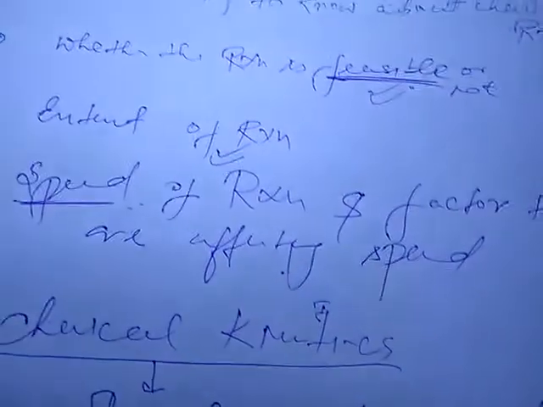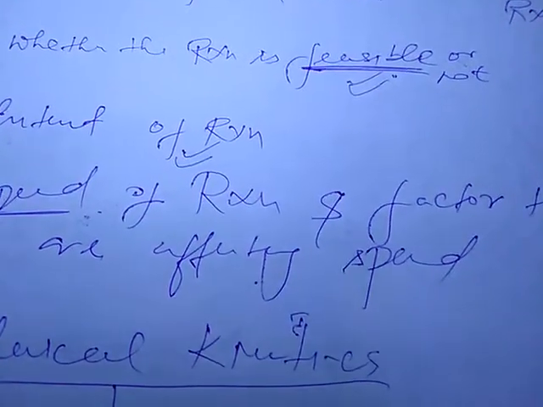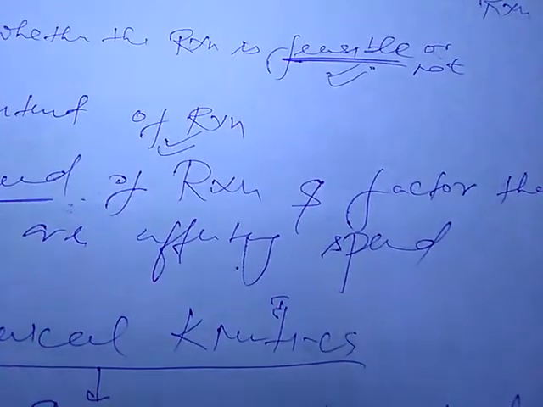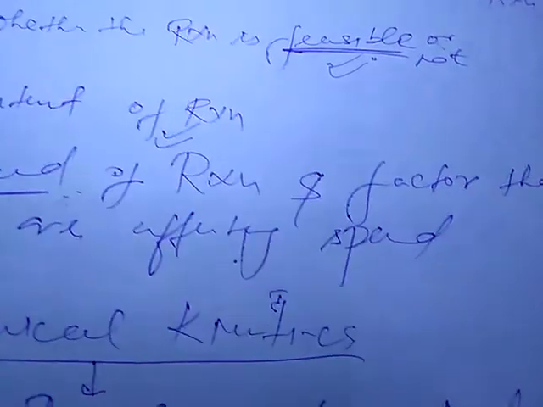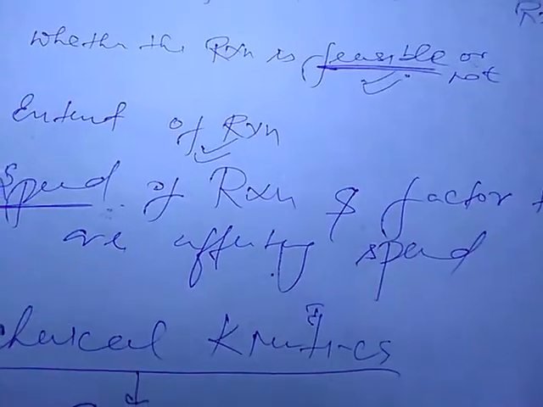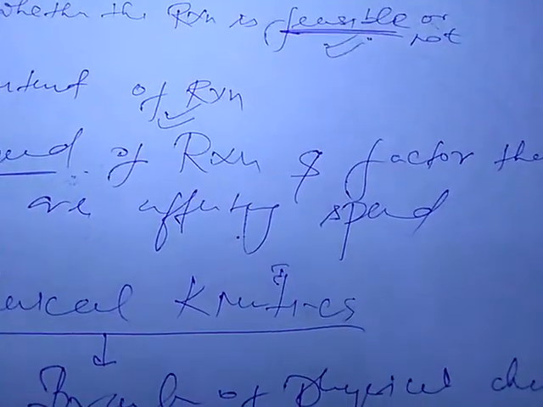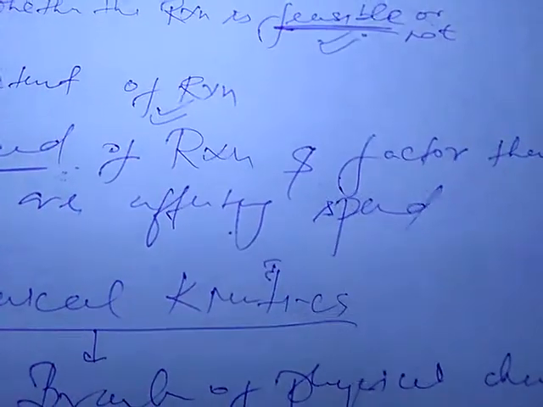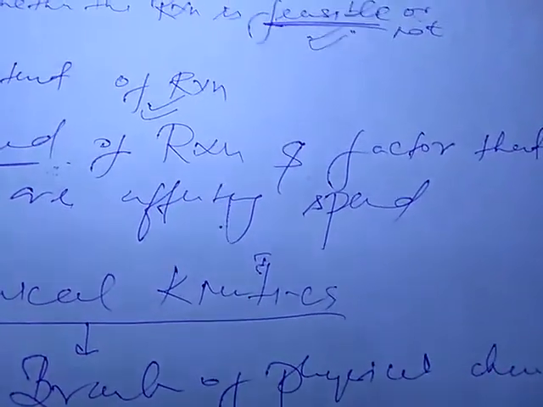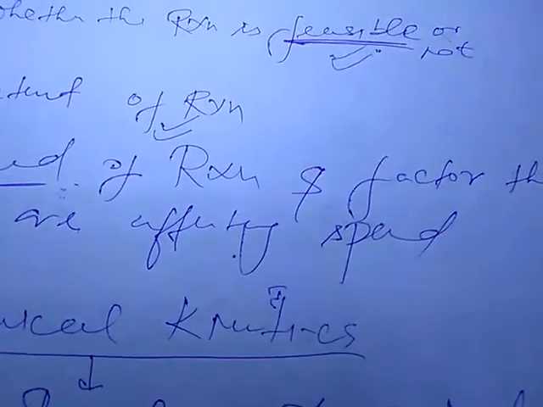Whether a chemical reaction is feasible or not is studied in the branch of chemistry called thermodynamics, where we study whether the reaction is practically possible or not. But the possibility is also related with the speed. Of course, a reaction may be possible, but if it is taking a very, very large duration, a very long time for its completion, then what's the meaning of that reaction? So we can't consider that one as feasible.